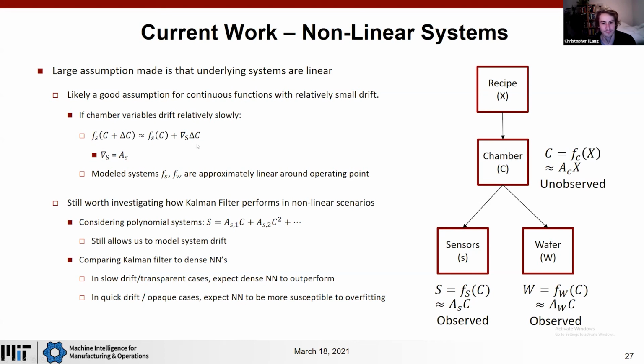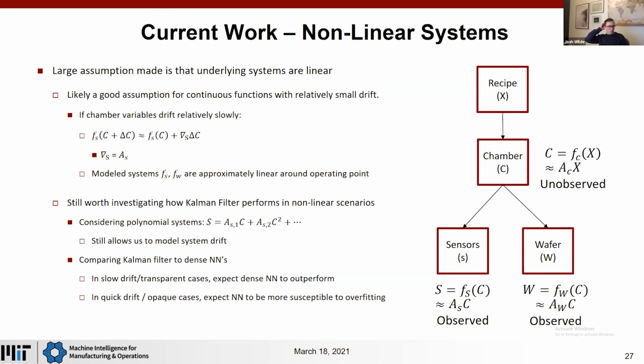And this relationship may be changing over time depending on which operating point we've chosen. But we would hope that our model can keep track of that change over time.